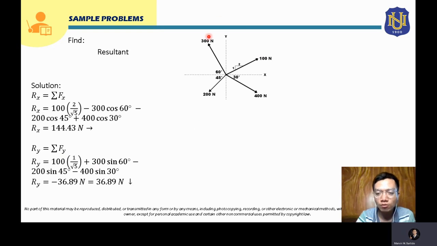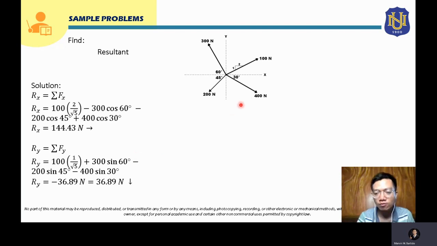Now, for your 300 Newton force, the vertical component will be 300 sine 60 degrees, and it is positive since it is directed upward. And for your third force, that will be 200 Newton. To solve for its vertical component, that will be 200 sine 45 degrees. And since it is directed downward, that will be negative. That's why it's negative here.